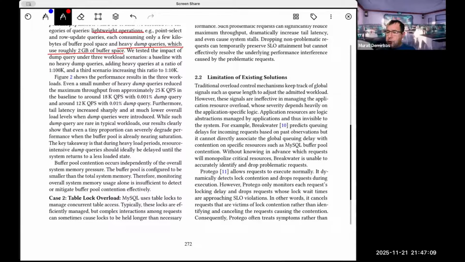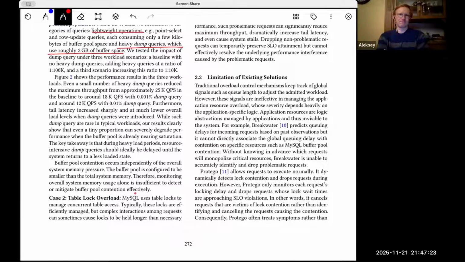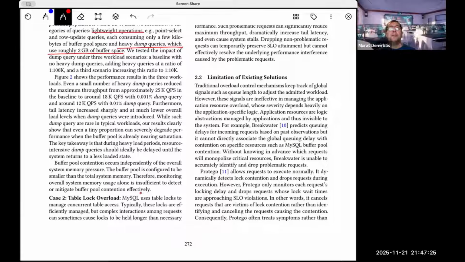Buffer pool contention occurs independently of the overall system memory pressure. The buffer pool is configured to be smaller than the total system memory. Therefore, monitoring overall system memory usage alone is insufficient to detect or mitigate buffer pool contention effectively. Two, table lock overload.